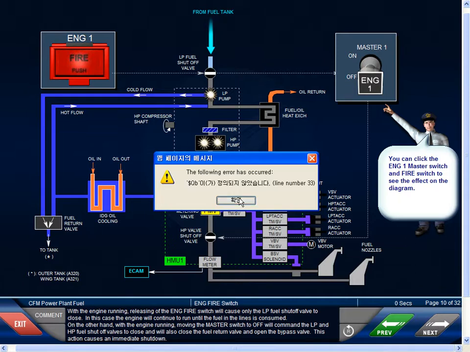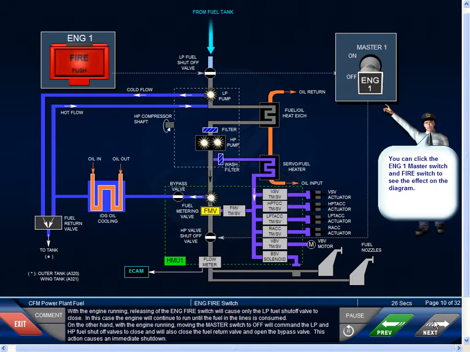With the engine running, releasing of the engine fire switch will cause only the low-pressure fuel shutoff valve to close. In this case, the engine will continue to run until the fuel in the lines is consumed. On the other hand, with the engine running, moving the master switch to off will command the low-pressure and high-pressure fuel shutoff valves to close, and will also close the fuel return valve and open the bypass valve. This action causes an immediate shutdown.